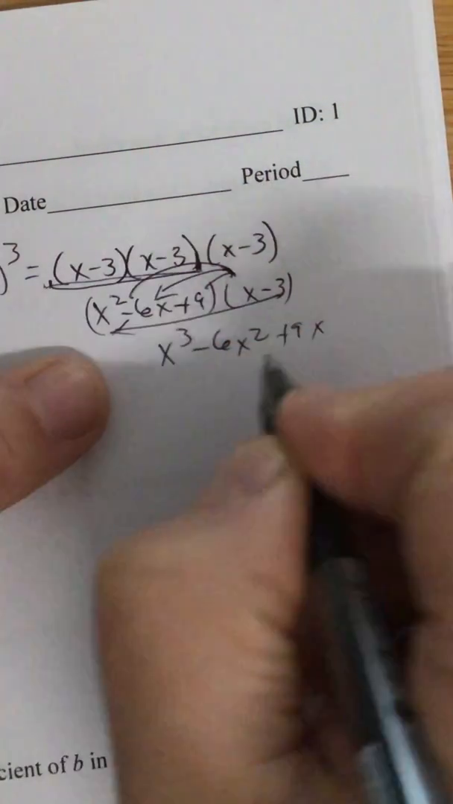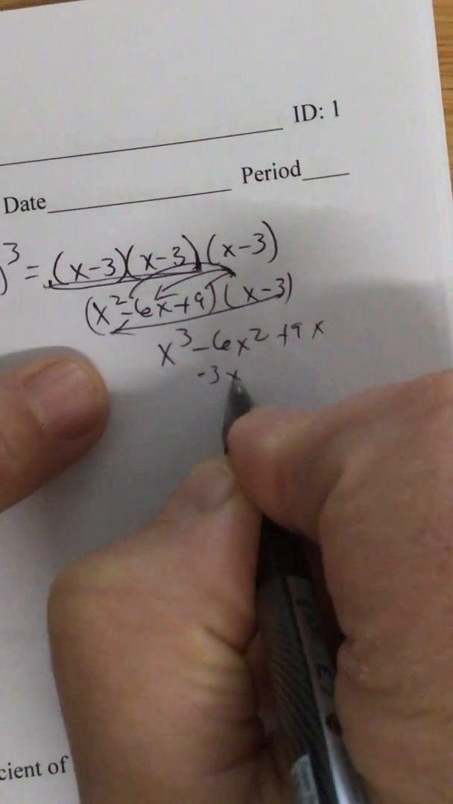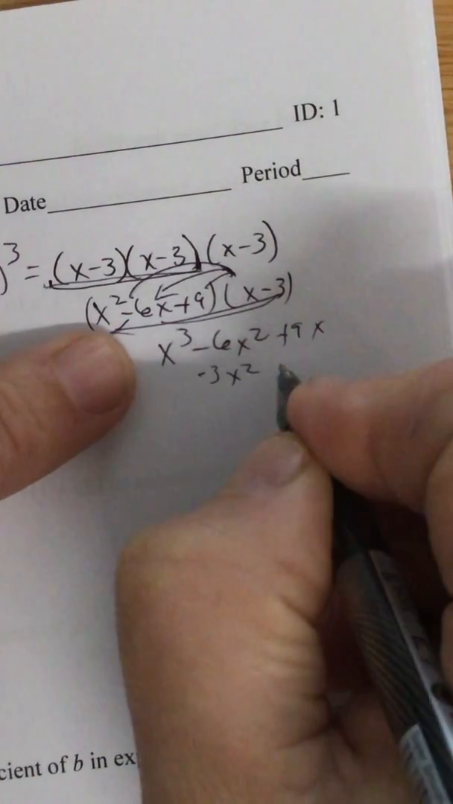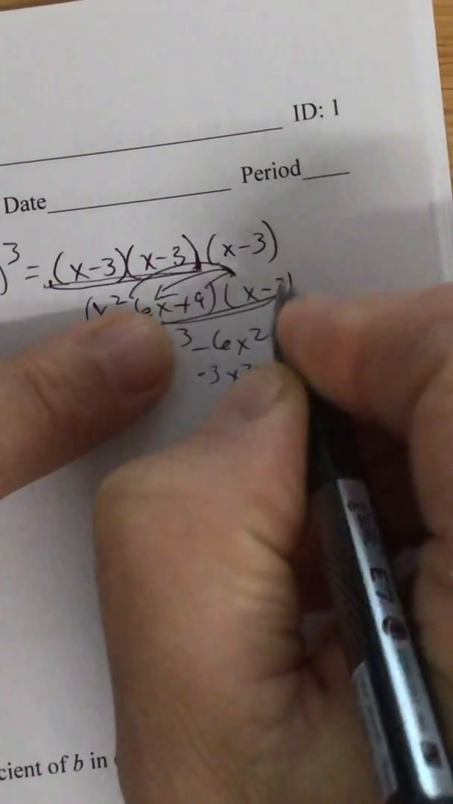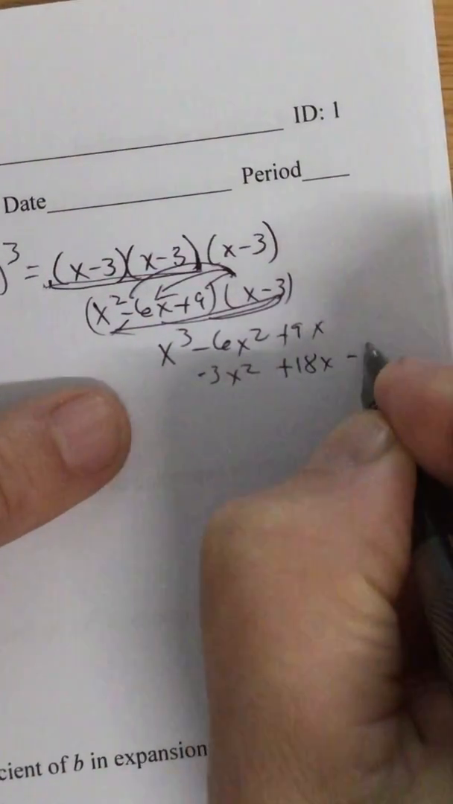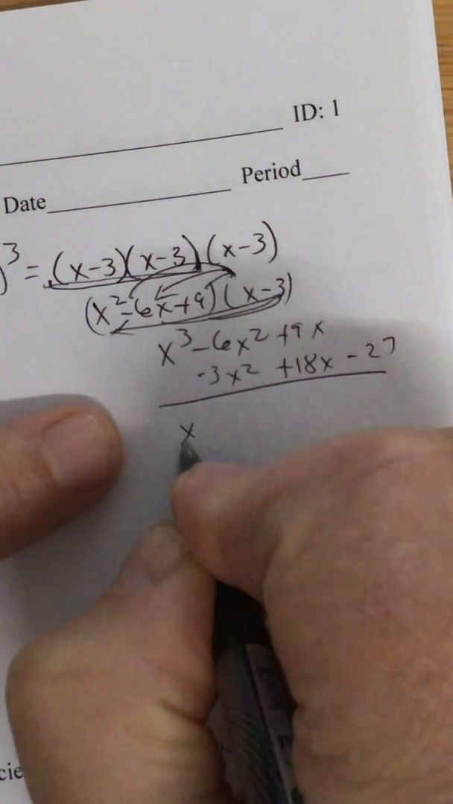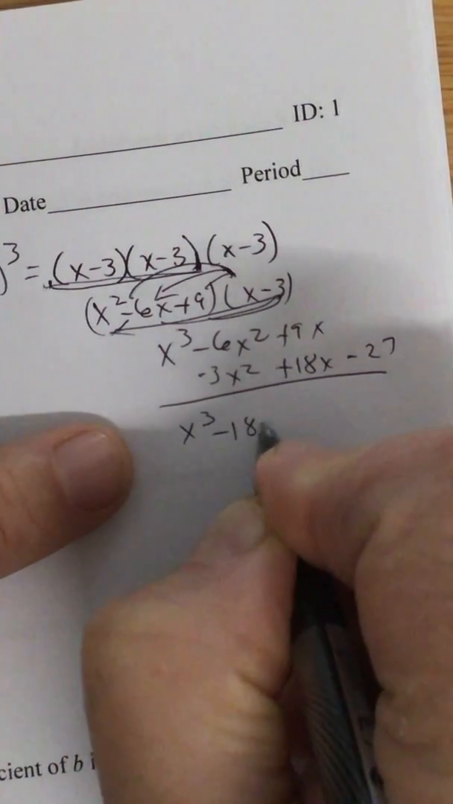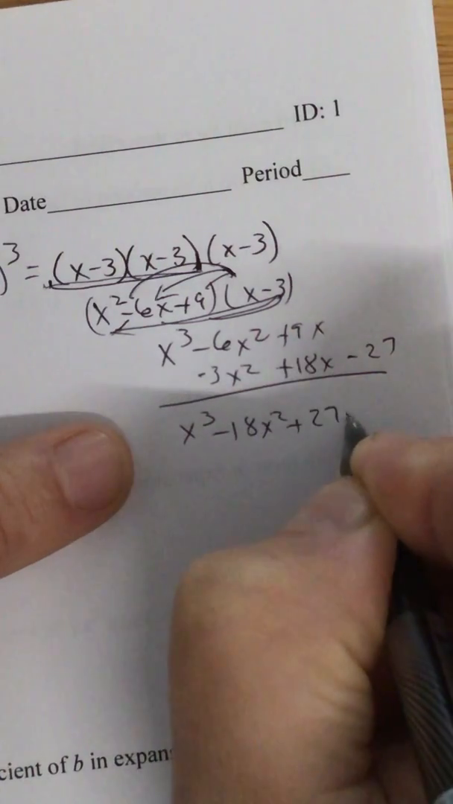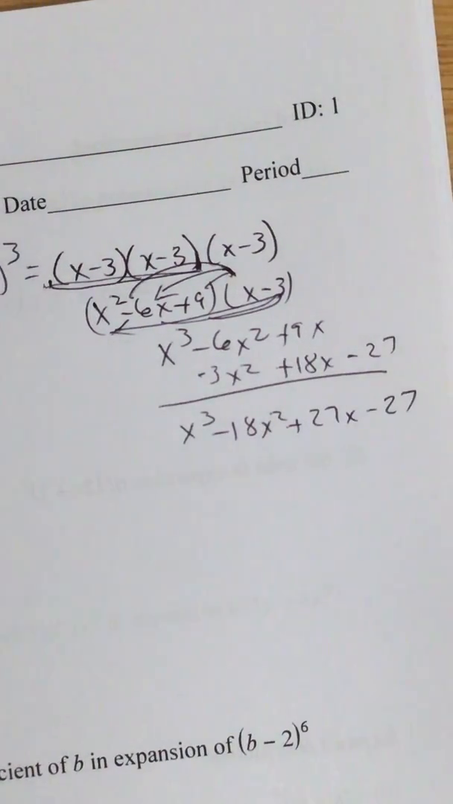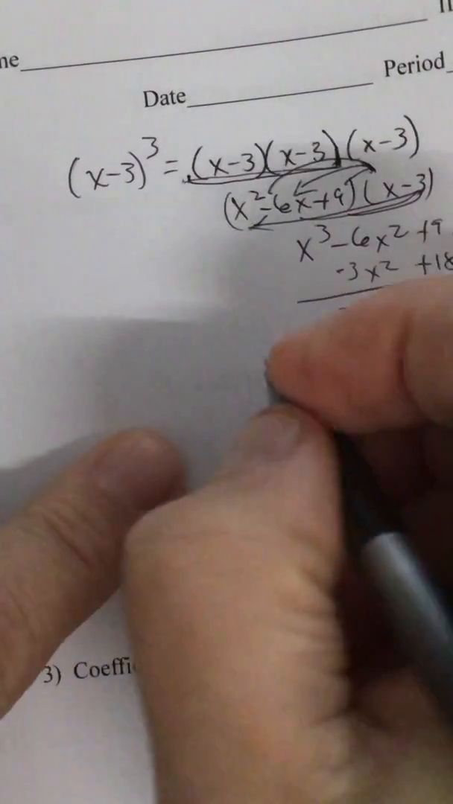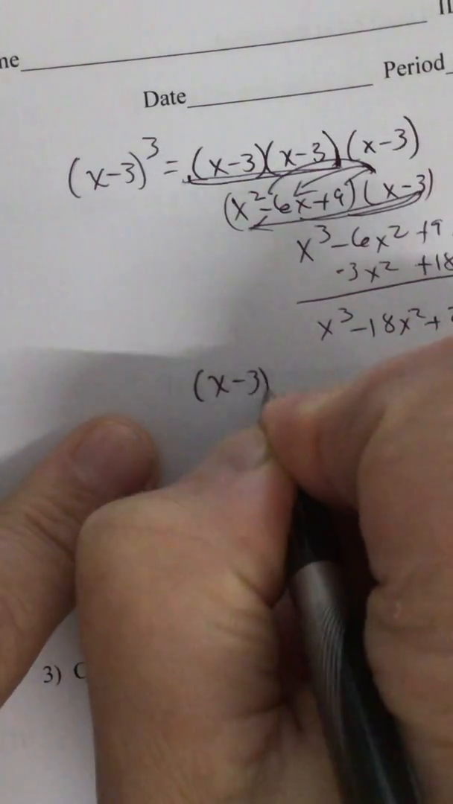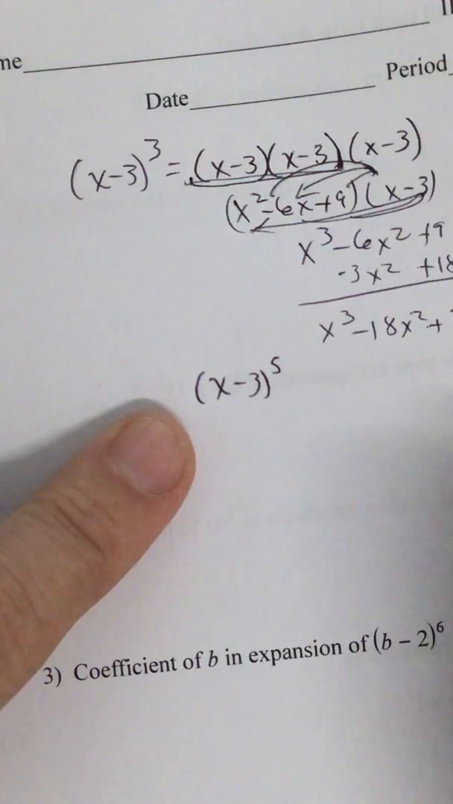So negative 3 times that one was negative 3x squared. Negative 3 times negative 6 is positive 18x, and negative 3 times 9 is minus 27. So we end up with x to the third minus 9x squared plus 27x minus 27. Okay, so that's a lot of busy work. What if we have x minus 3 to the fifth?